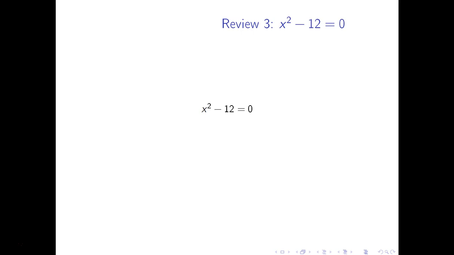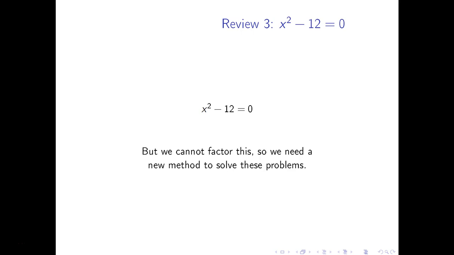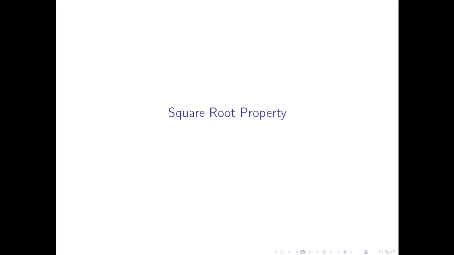Well, there's a slight problem. You can't factor it because that's not a difference of squares. So in fact, it's a prime polynomial in terms of the form of everything we've dealt with. So we need a whole new method to go about these problems. And we're going to get to two methods in this section. Our first method is something called the square root property.